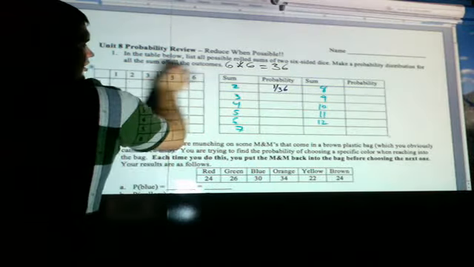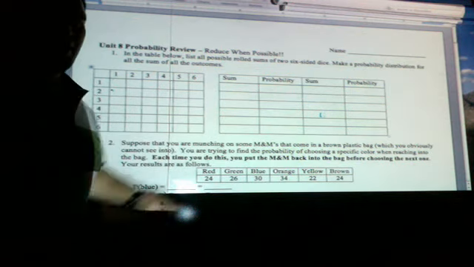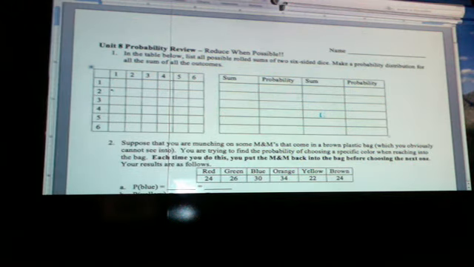Now for 2, it says suppose you are munching on some M&Ms that come in a brown bag, which you obviously cannot see into. You are trying to find the probability of choosing a specific color when reaching into the bag. Each time you do this, you put the M&M back into the bag. I guess we're not really munching on them, we're just using them for math class now. Put them back into the bag and choose the next one. Your results are as follows.